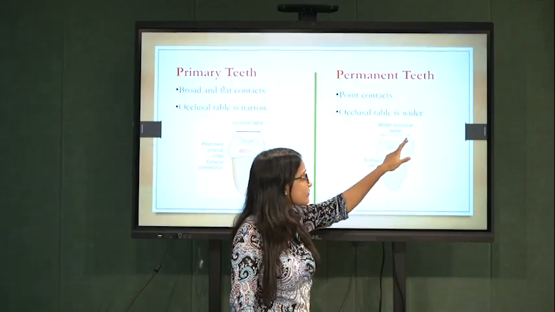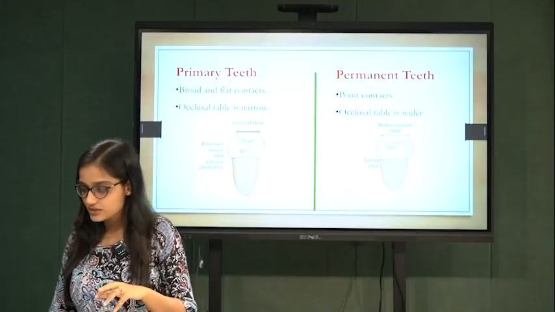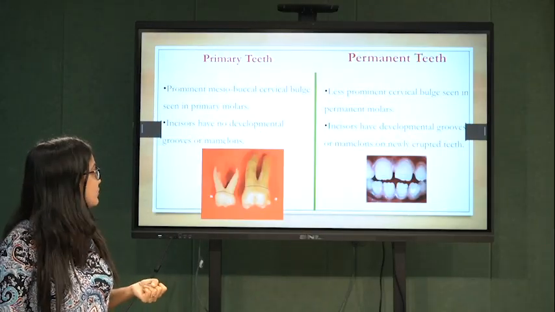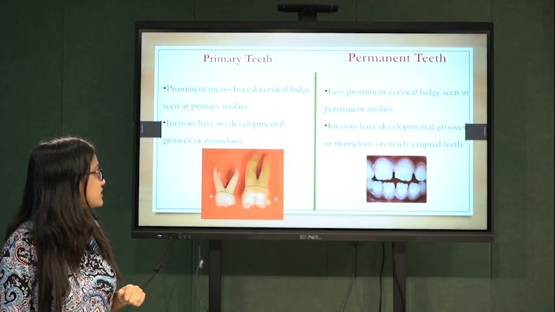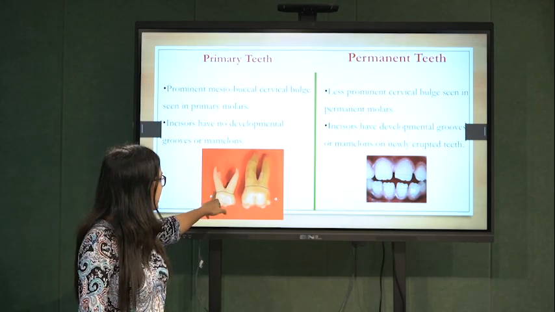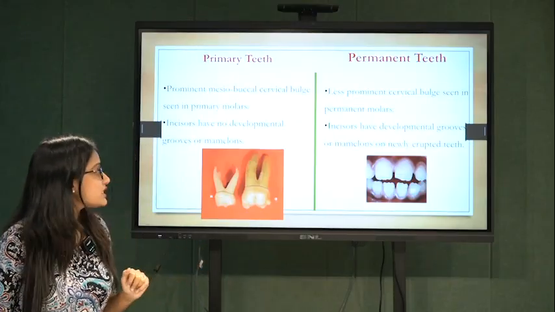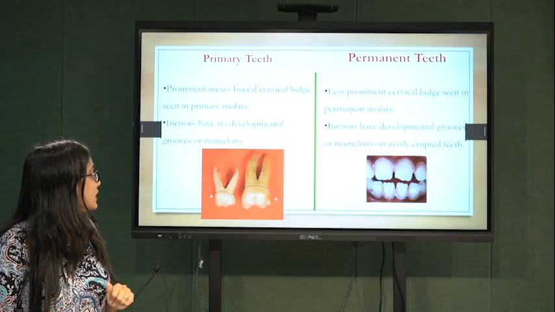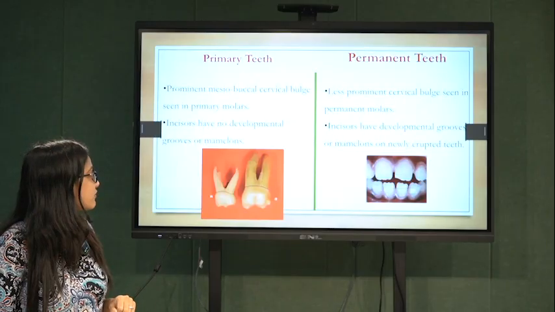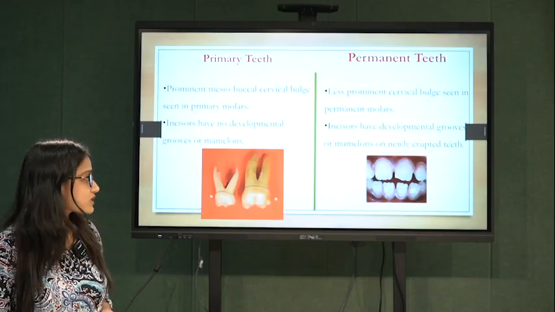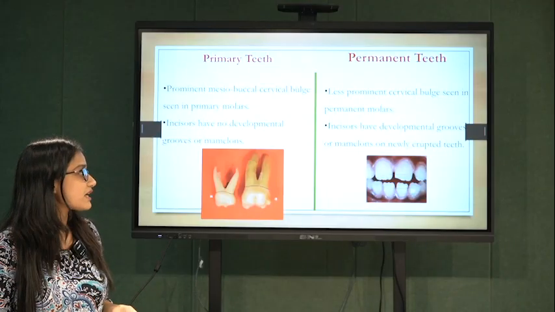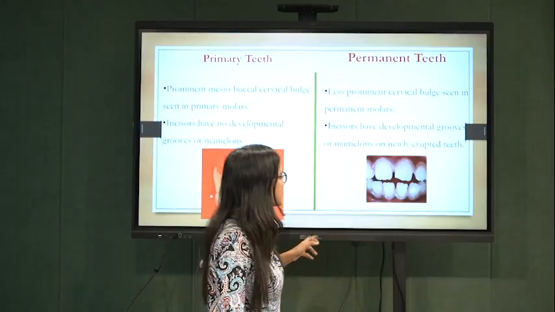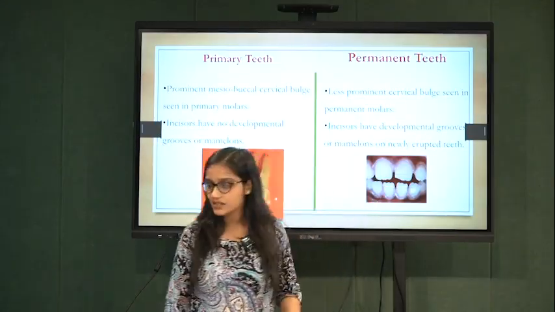And the occlusal table is wider in permanent teeth, and in primary dentition, the occlusal table is narrow. Other differences include a prominent mesiobuccal cervical bulge that is seen in the primary molar. Here we can see the bulge. In permanent teeth, a less prominent cervical bulge is seen in the permanent molar. In primary teeth, incisors have no developmental groove or mamelons, but in permanent teeth, incisors have developmental grooves or mamelons on the newly erupted teeth, as we can see on the maxillary and mandibular incisors.